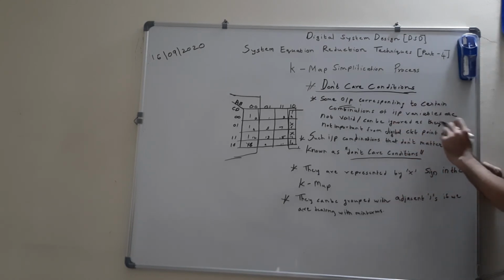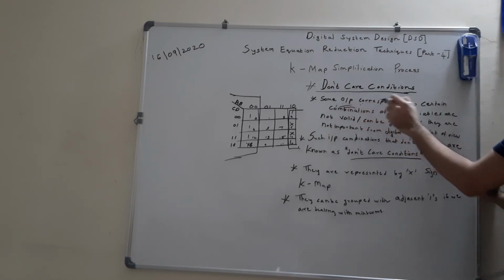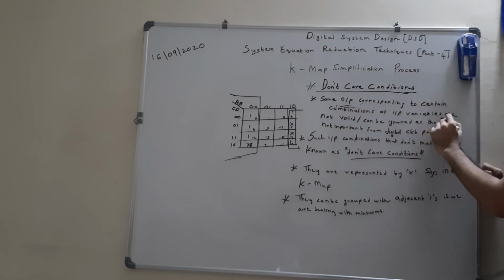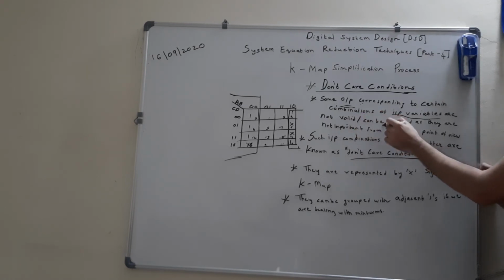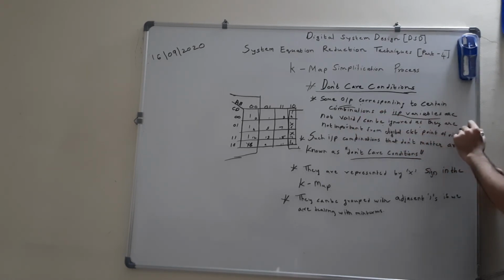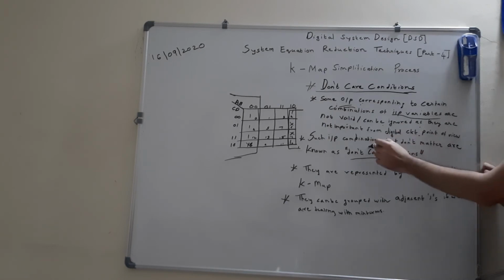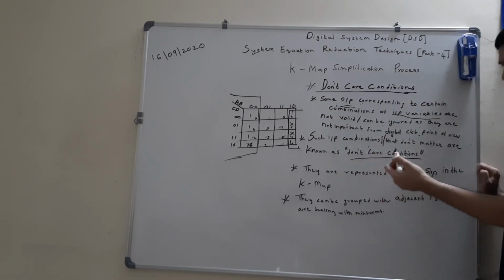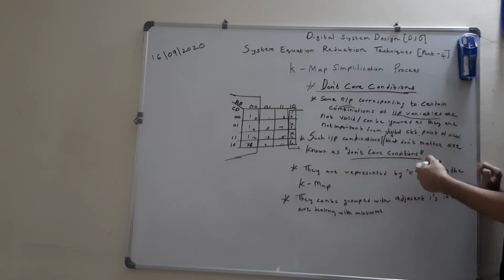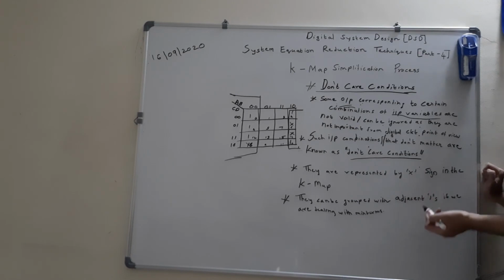So that is what I have written over here. Some output corresponding to certain combination of input variables are not valid for a given digital circuit or can be ignored as they are not important from that particular digital circuit point of view. Such input combinations whose generated output doesn't matter from the point of view of digital circuit design are don't care conditions. And how will you represent these don't care conditions in the K-map?